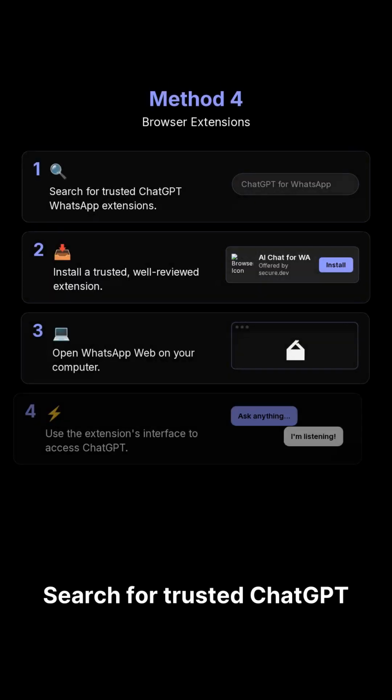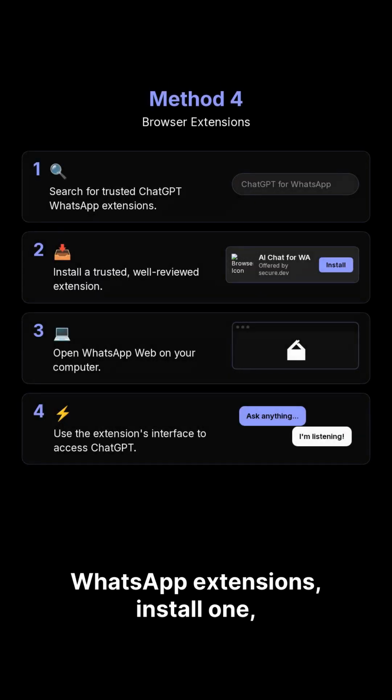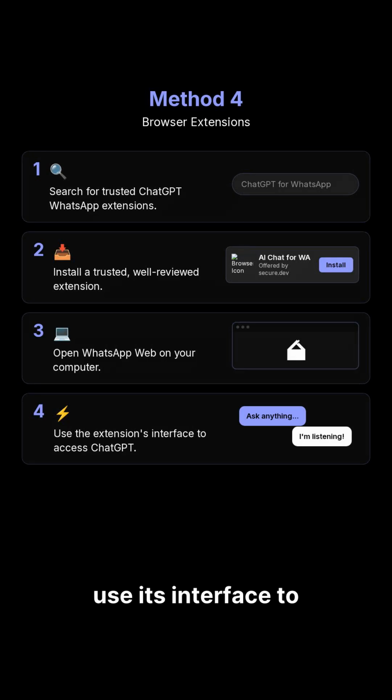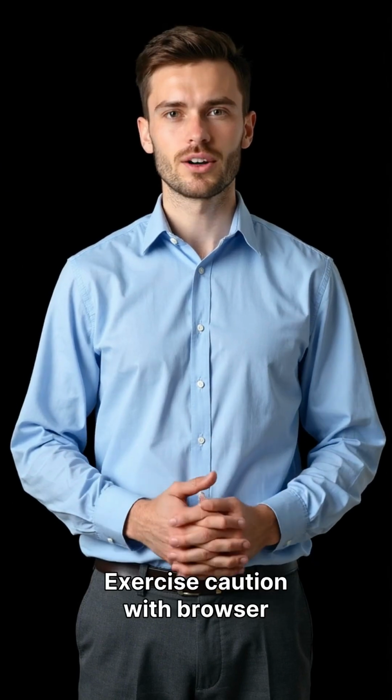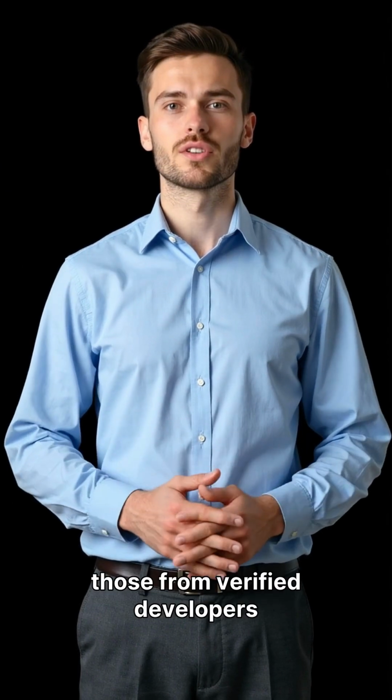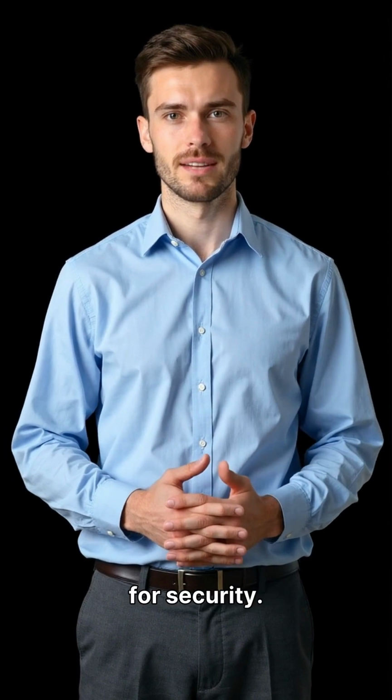Search for trusted ChatGPT WhatsApp extensions, install one, open WhatsApp Web, and use its interface to access ChatGPT. Exercise caution with browser extensions and only use those from verified developers for security.